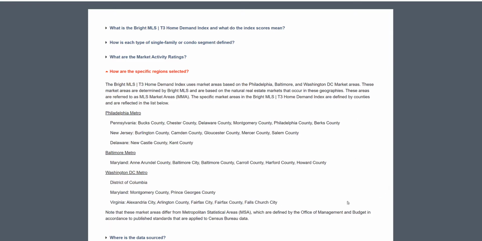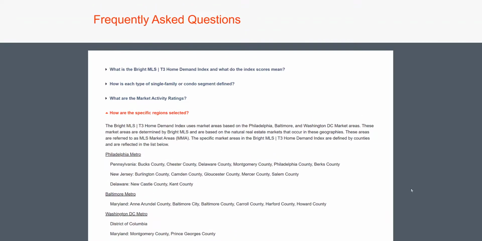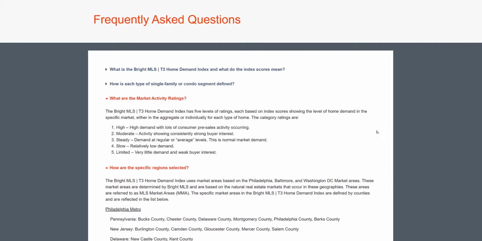And then we have what are market activity ratings. So we talked about the index being essentially a score, and where that score falls indicates either a higher level of housing demand or a lower level of housing demand, with 100 being a normalized market. So we created these market activity ratings, and there are 5 of them, to help make it clear what's happening with buyer demand for housing.